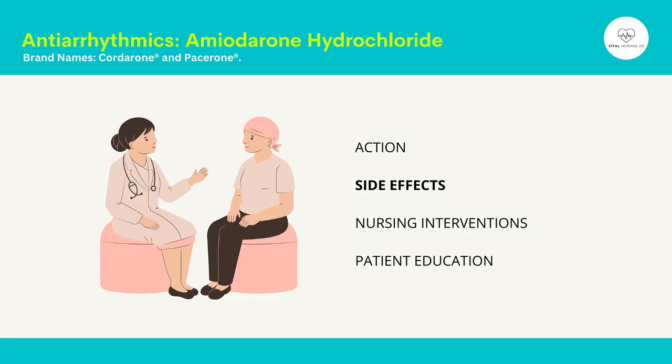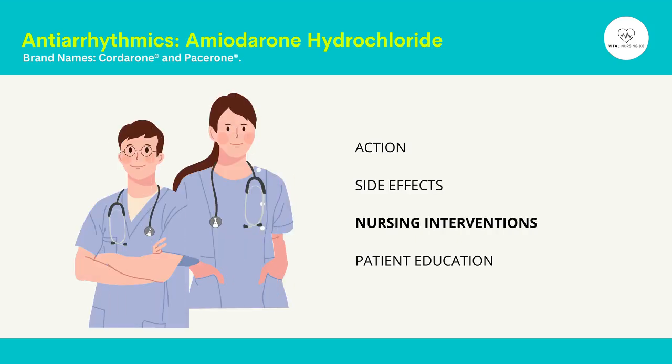Hepatic dysfunction and failure are examples of hepatic side effects. Hypothyroidism and hyperthyroidism are metabolic side effects. Acute respiratory distress syndrome and severe pulmonary toxicity are examples of respiratory side effects. Finally, skin side effects include blue-gray skin and photosensitivity.